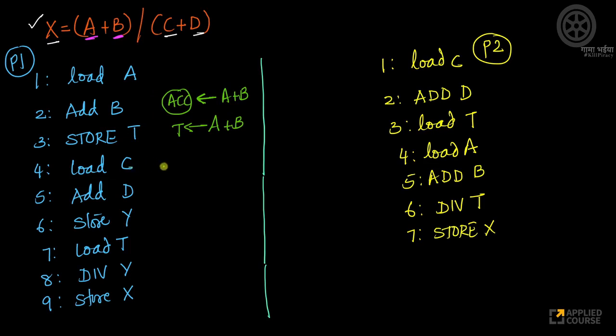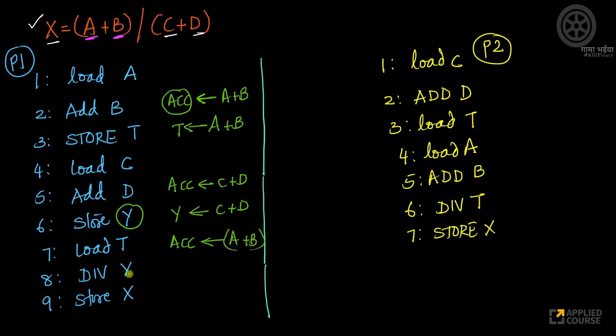Then I'm loading C. So the accumulator has C, add D. So what happens now? By this, the accumulator has C plus D. Now this sum, I'm storing it in Y. So what happens? Y is A plus B. Sorry, Y is C plus D. I'm sorry. Because store Y here, whatever is there in the accumulator gets stored in Y. So Y contains C plus D. Now load T. So what happens? The accumulator has T, which means the accumulator has A plus B.